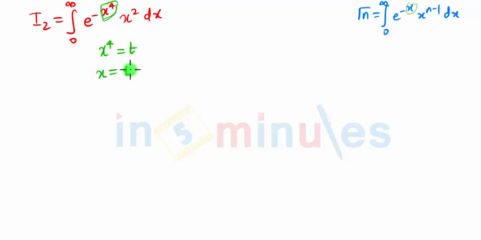So we substitute x raised to 4 equal to some other variable which is t. Then our x will be t raised to 1 by 4. Then we take the derivative, we get 1 upon 4, t raised to 1 by 4 minus 1, which is minus 3 by 4, into dt. So this is our dx.